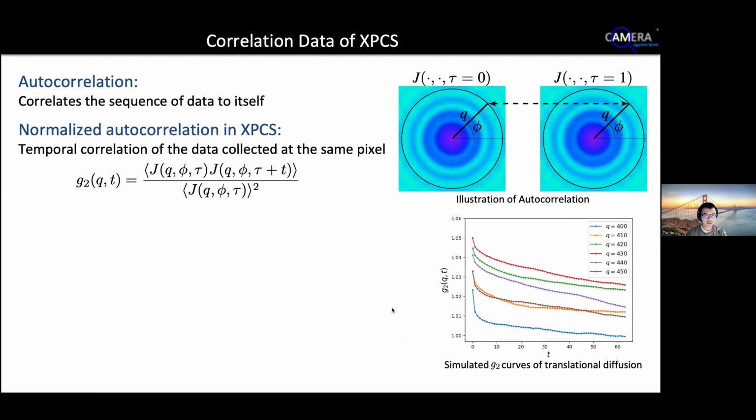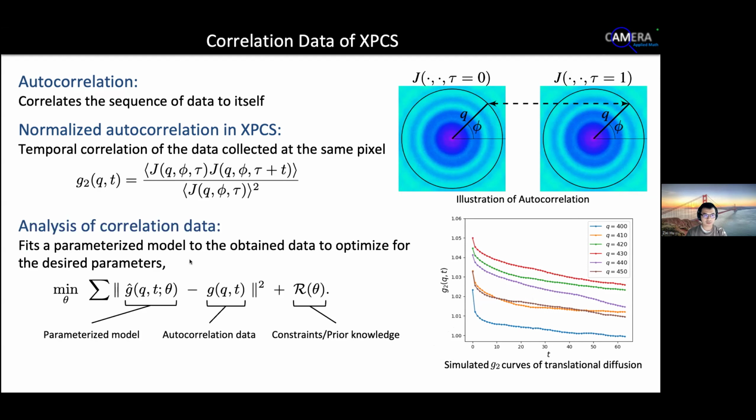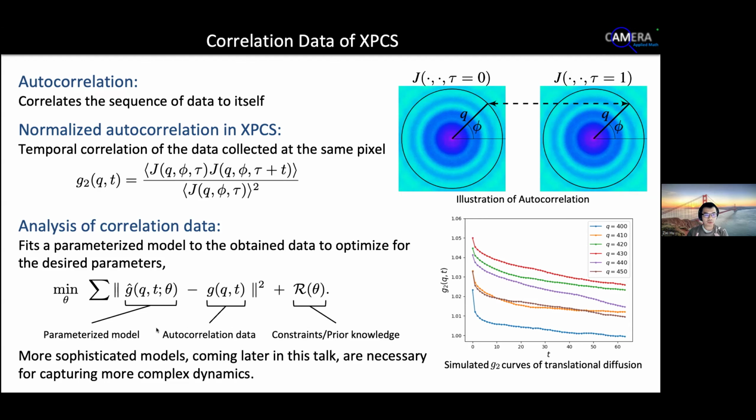After the G2 function is calculated, we can fit a parametrized model to the obtained data to optimize for the desired parameters. Let's say we want to find the parameter theta here. Then we can fit this parametrized model to the obtained autocorrelation data. The choice of this parametrized model depends on the samples or the dynamics we're studying. And our prior knowledge can be formulated as this penalty term, or as constraints over the parameter theta. For translation diffusion, this model will just be a simple exponential decay. But if we want to study more complex dynamics, more sophisticated models may be needed.